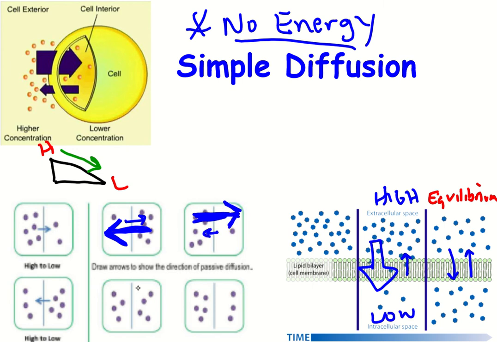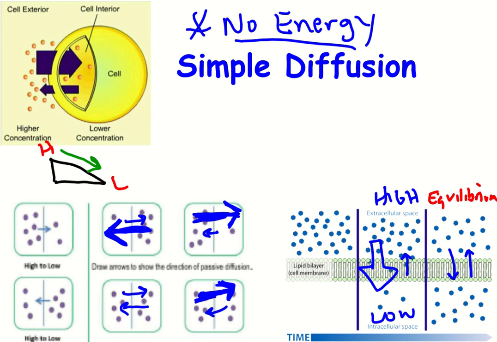As we go down, we see greater movement here. So we're going to see more go to the right, but since that concentration is relatively equal, it shouldn't take very long. A little bit of movement to the left. And since these are equal, I want to draw my arrows the same size, saying that they are going the same rate, back and forth.